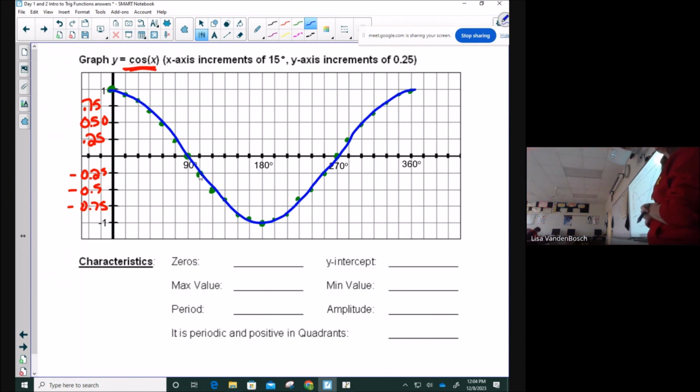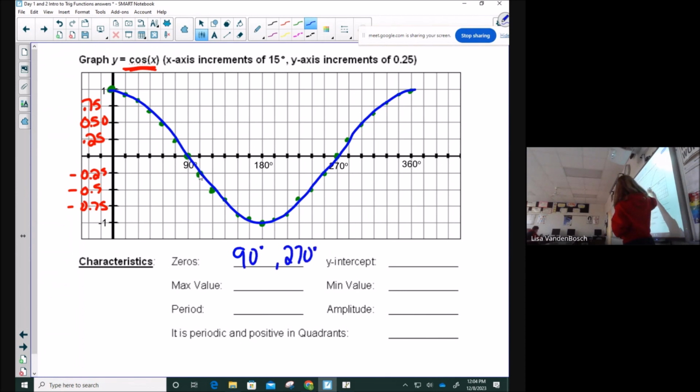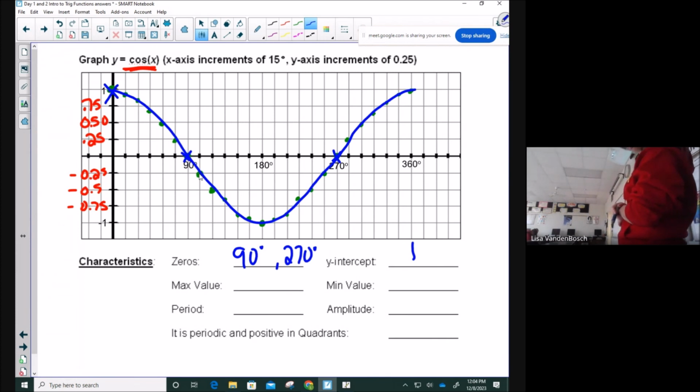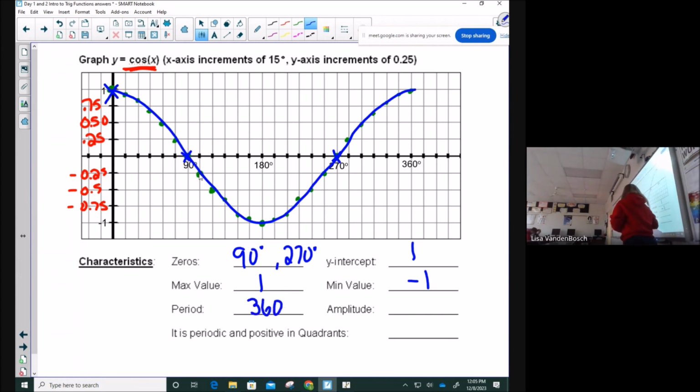Okay, so what are my zeros, my roots, my x-intercepts at? 90 and 270. Right here and here. What is my y-intercept? At 1. So when I go over 0, I'm up at 1. What is the maximum value it goes up to? 1. What is the minimum value it goes down to? -1. Period. How long does it take to go through one cycle? 360 degrees is perfect.